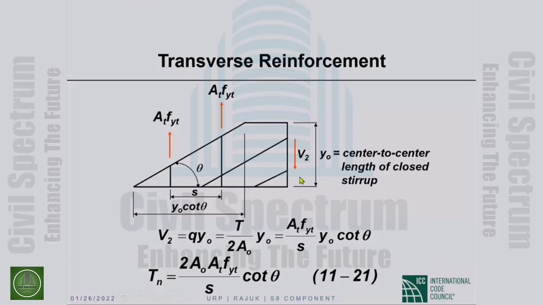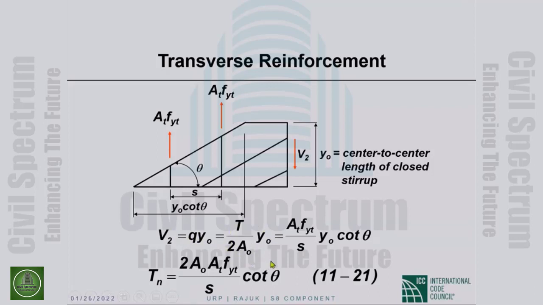So now V sub 2 is the shear flow multiplied by the dimension Y sub 0 from the center line to the center line of the reinforcement. The q, we said at the very beginning, from strength of materials is T divided by twice A sub 0. So V sub 2 is equal to that.